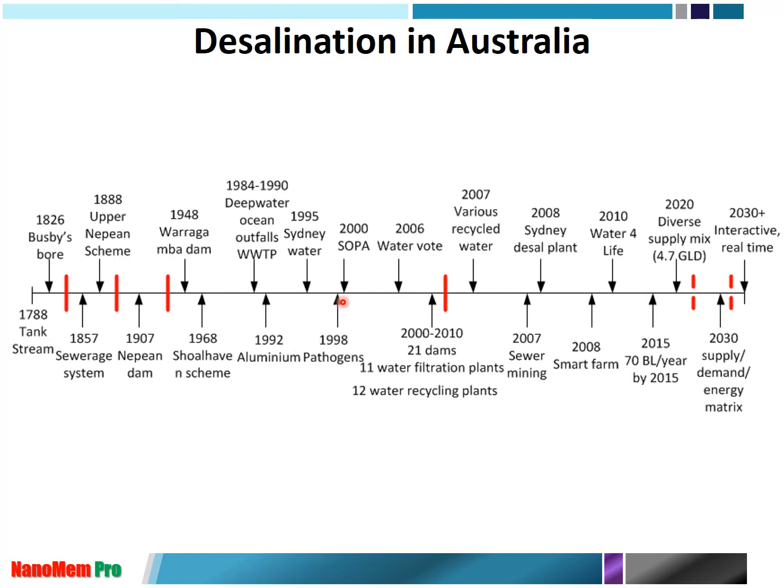So we have operated the wastewater recycling plant very effectively. And then they realized there was another millennium drought from 2000 to 2010. At that time, we had 21 dams, 11 water filtration plants, and 12 water recycling plants. However, because of environmental issues and the water ecosystem, we were not able to develop more dams.